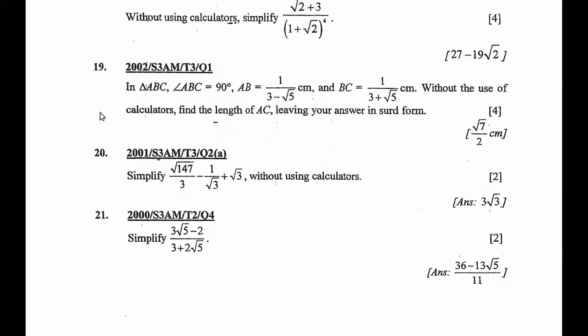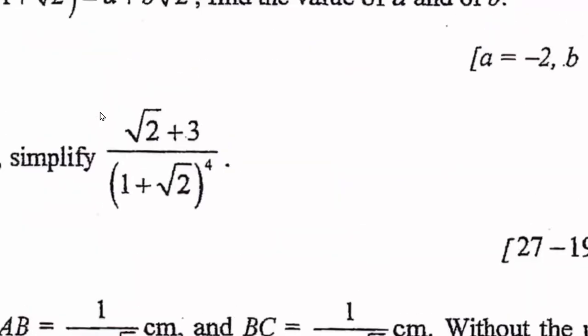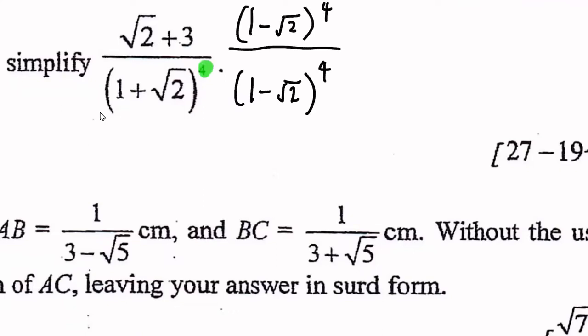The rest of the questions are pretty similar. The ones that are a little bit challenging would be when they give you a power 4, so you need to use binomial expansion. Is that a good idea? Probably not. You probably should rationalize it by a power 4 this time. Because both have power 4, you can just multiply the insides, right?